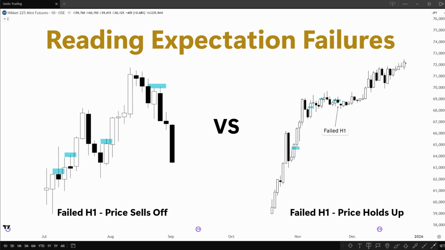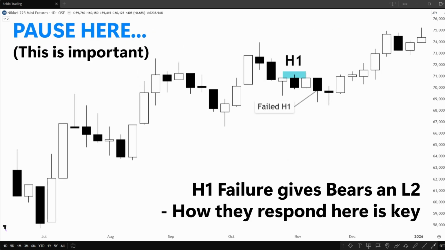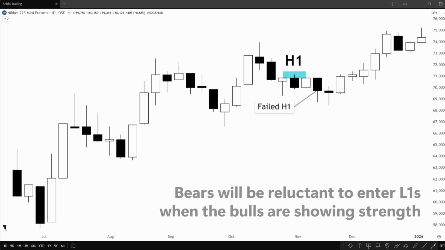A failed H1 can provide an L2 for the bears, and a failed L1 can provide an H2 for the bulls. So I want you to pause the video for a moment and really make sure you understand that concept. Traders on the other side are watching exactly this. They don't want to be entering an L1 in a strong bull trend or an H1 in a strong bear trend. They want to see the second attempt play out before they commit.